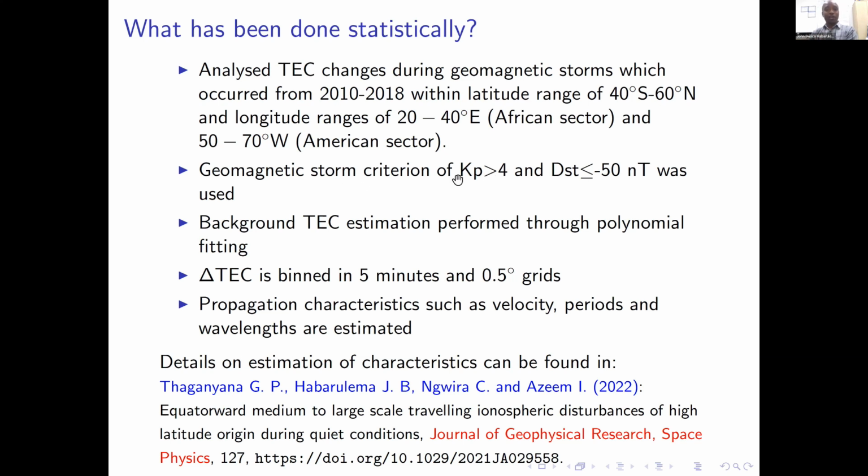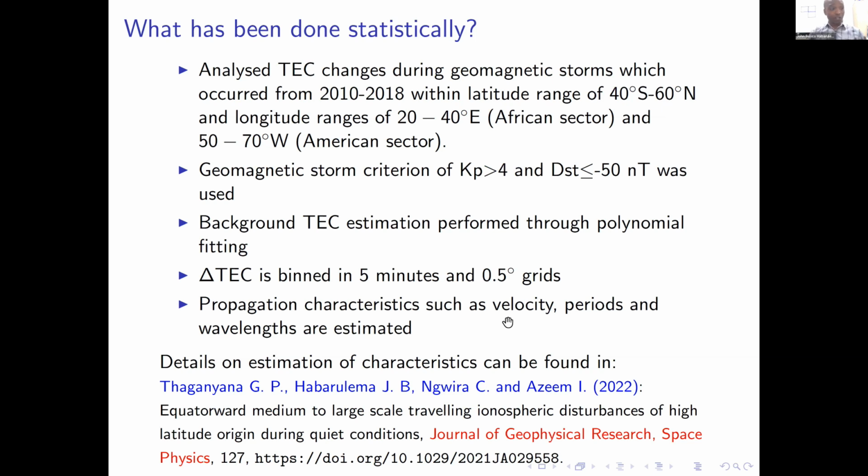The storm criterion we are using is Kp greater than 4 or magnitude of Dst greater than 50 nanotesla. For the background TEC estimation, we are using polynomial fitting. Once we've done that, we bin our TEC in 5 minute by 0.5 degree grids. And then from that, we estimate our propagation characteristics such as velocity, periods, wavelength, and the rest.